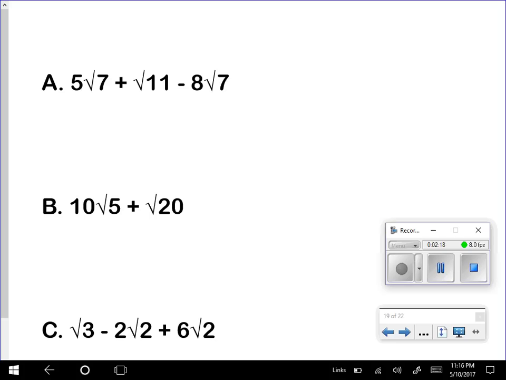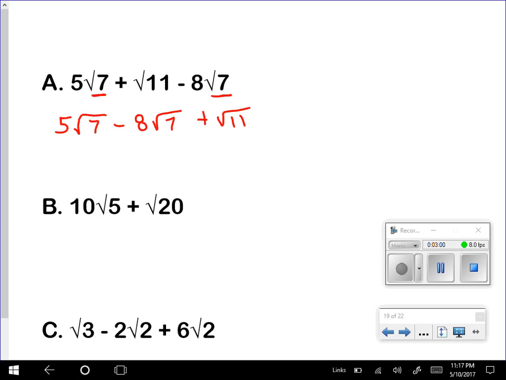We're looking at 5 times the square root of 7 plus the square root of 11 minus 8 times the square root of 7. So what are my like radicals? Well, they have to have the same index. All of these have the same index, but they also have to have the same radicand. So the only ones that have the same radicand would be 7 and 7. So I'm going to move those by each other. What we have here is 5 times the square root of 7 minus 8 times the square root of 7 plus the square root of 11. I just moved it around to put my like terms by each other.